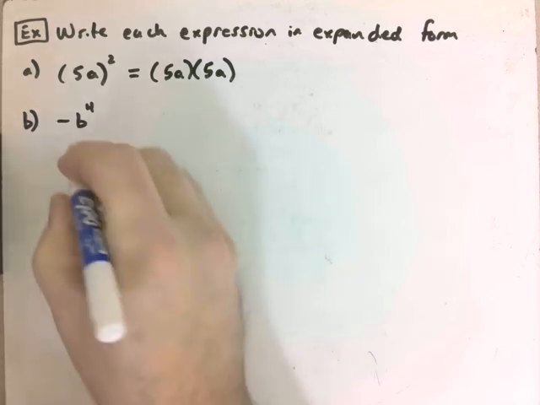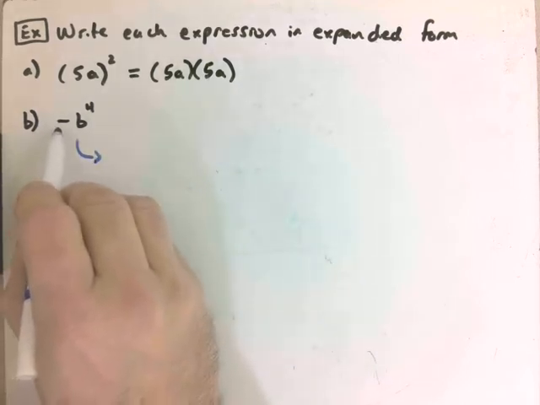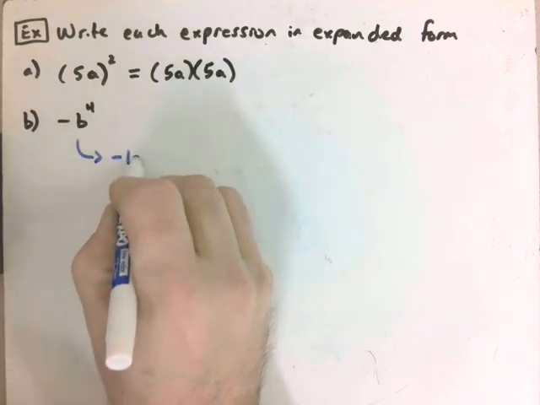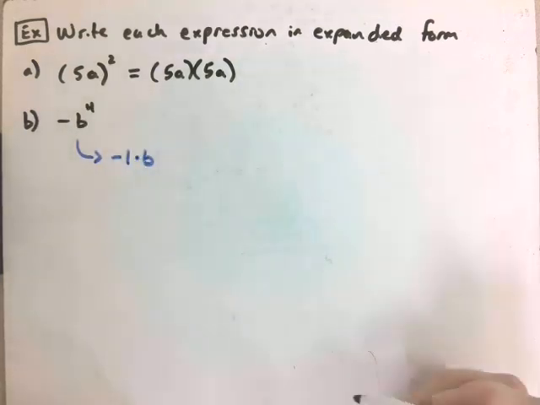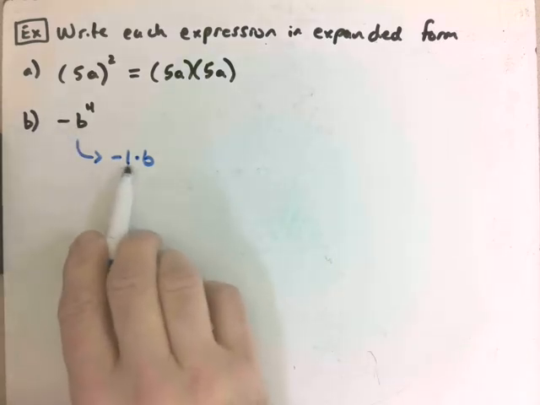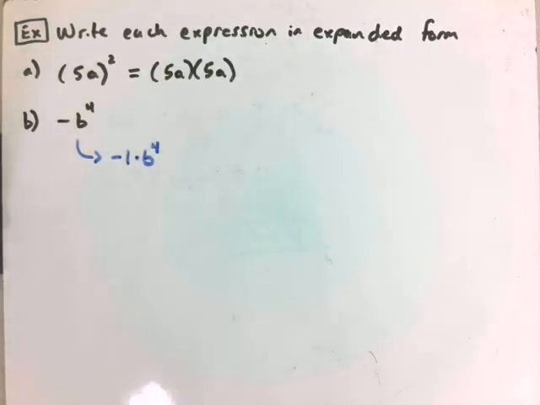And to do that, it probably makes more sense to think of it this way. If you have a negative in front of a variable, that is like a -1 times that variable. So this negative b that's here is really like -1 times b. So what is being raised to the 4th power here is just the b.